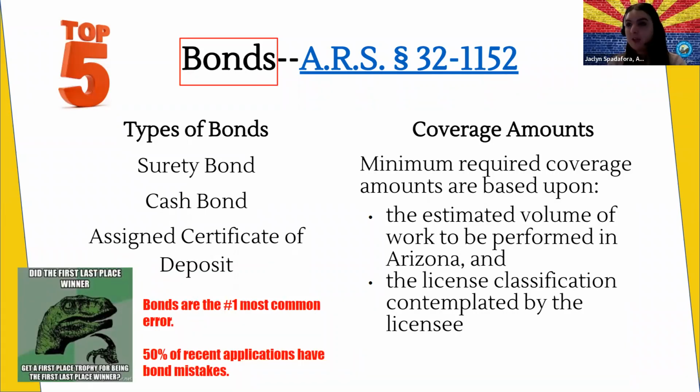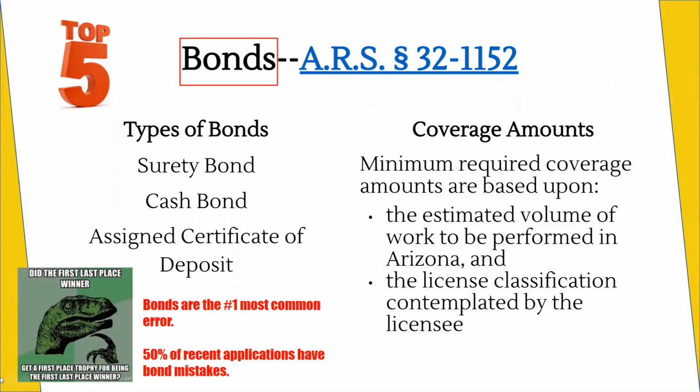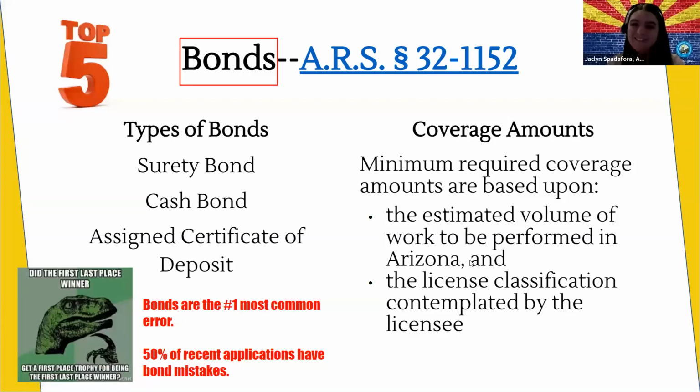And so the types are largely different. The surety bond is something you would obtain from— I think I'm supposed to give you a call to get some appointments. I think that was a mistake there.